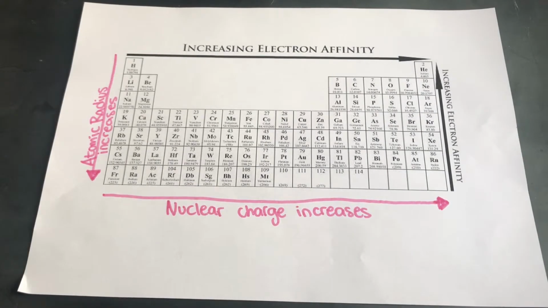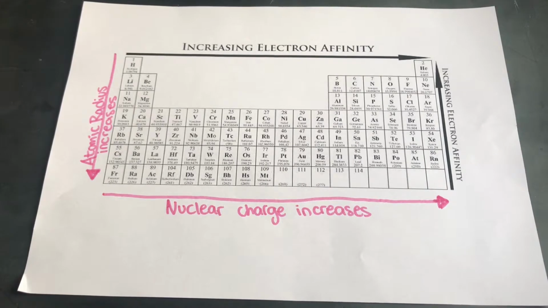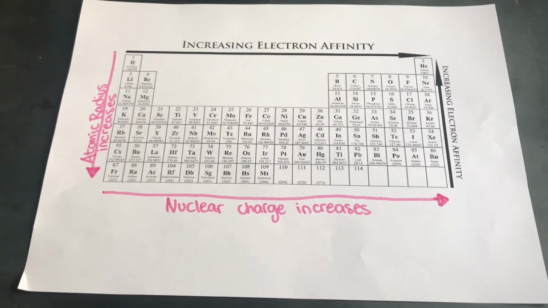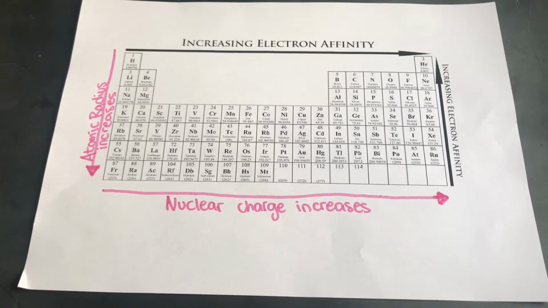When looking at the periodic table, the atomic radius increases from top to bottom. Moving down a column, therefore, the electron affinity increases from the bottom to the top of the column. From left to right, the nuclear charge increases, resulting in a greater attraction to incoming electrons. So, we can say that from left to right across a period, the electron affinity increases.